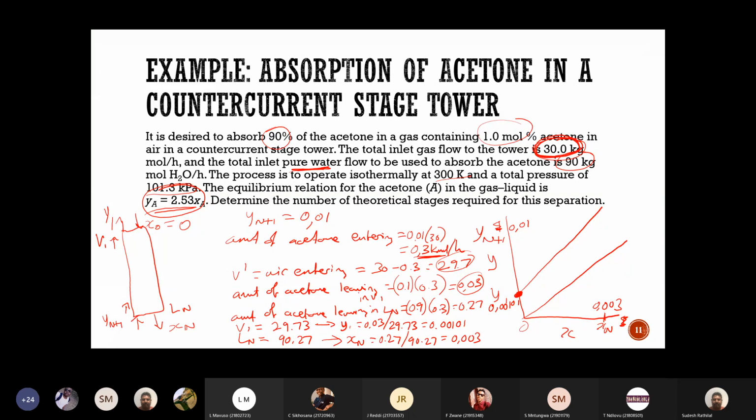The other point on the operating line is at the bottom of the tower. I've got yn plus 1 and I've got xn. So yn plus 1 is here, xn is there, and that gives me the second point. And then I can draw this operating line. Not freehand sketches like what I'm doing. It's got to be drawn on graph paper with a ruler. Make sure they are straight lines, etc.